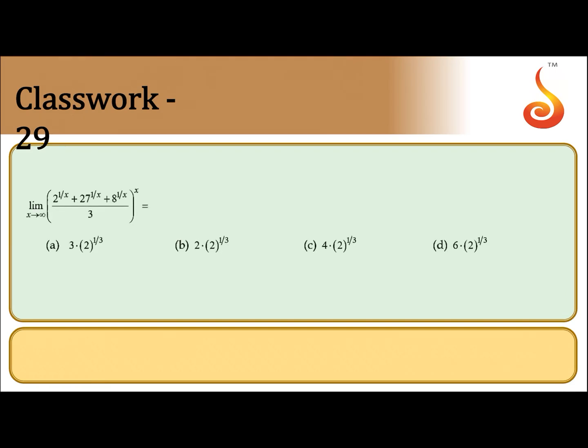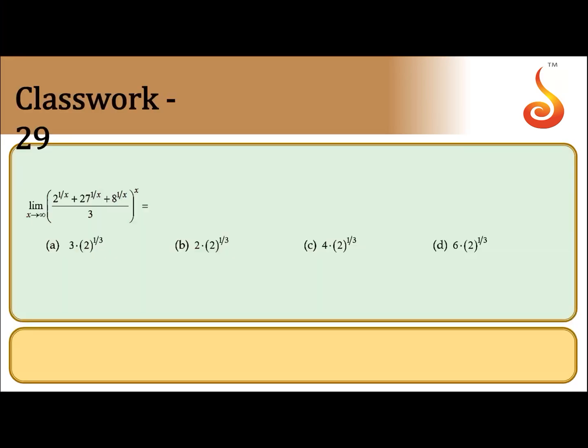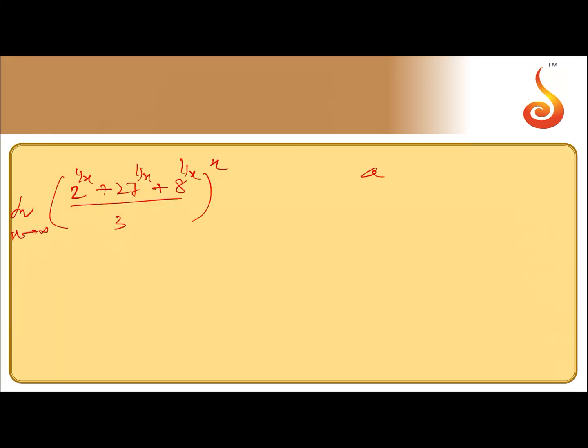Coming to the next one, limit x tends to infinity. We have one formula here: 2 to the power of 1 by x, 27 to the power of 1 by x, 8 to the power of 1 by x, divided by 3, whole power x, as x extends to infinity. Clearly, whenever you find a problem of the type a power 1 by x, b power 1 by x, c power 1 by x divided by 3, whole power x, as x extends to infinity, the answer is nothing but the cube root of abc.